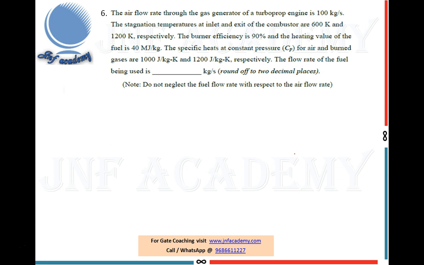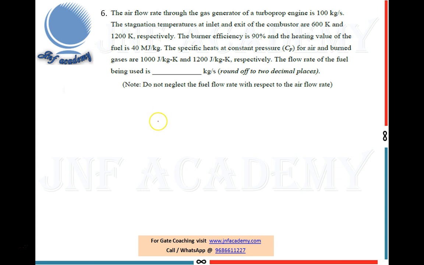The air flow rate through the gas generator of a turboprop engine is 100 kilograms per second. So there is a turboprop engine and they are giving the mass flow rate m dot a to be 100. The stagnation temperature at inlet and exit of the combustor has been given, which is 600 Kelvin at inlet, and after combustion obviously we know the temperature will go up because of the addition of fuel.